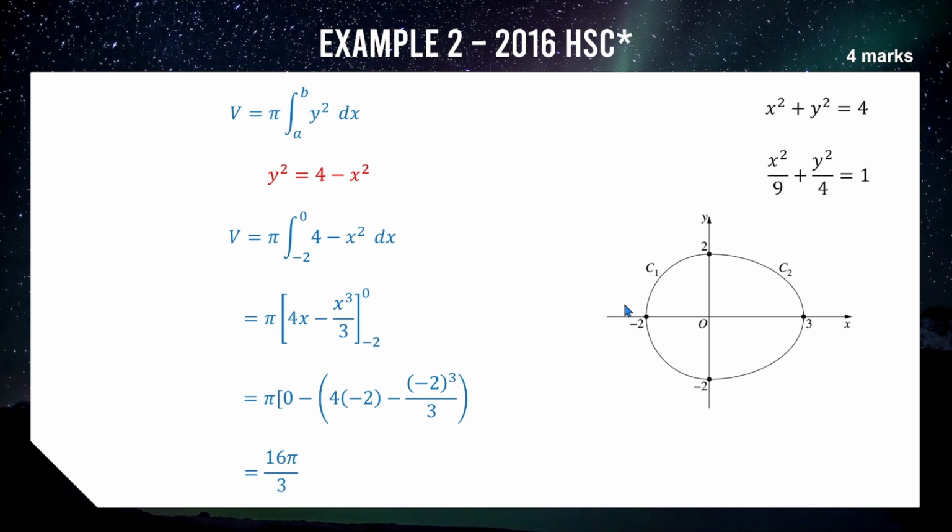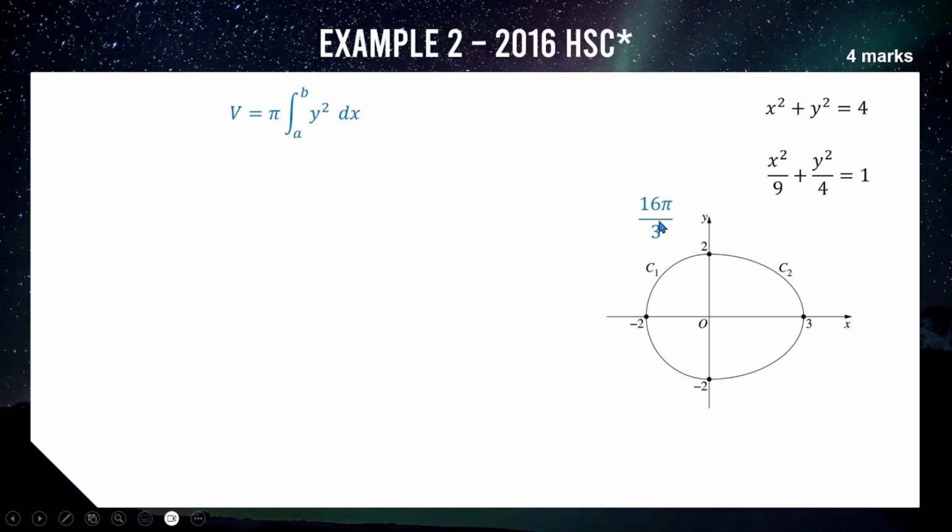All right, so there's the left-hand side. Let's make a note of that over here. Left-hand side is equal to 16 pi on 3 cubic units. Now for the right-hand side, we're spinning the ellipse half around the x-axis again to create the rest of the shape. So this one requires a little bit more rearranging.